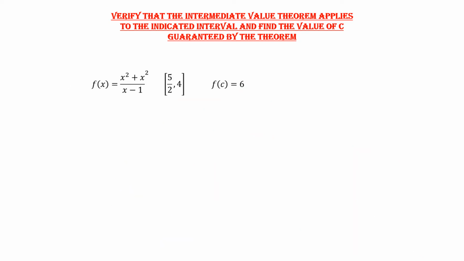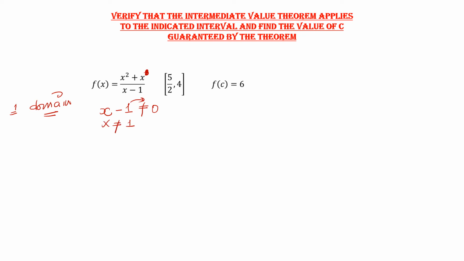Let's solve this equation. They are saying that f of x equals x squared plus x divided by x minus 1. The first thing is you have to take the domain in order to confirm whether the function is continuous in the closed interval or not. Since it is a rational function, you will write x minus 1 not equal to 0. Solve for x and you will get x not equal to 1.